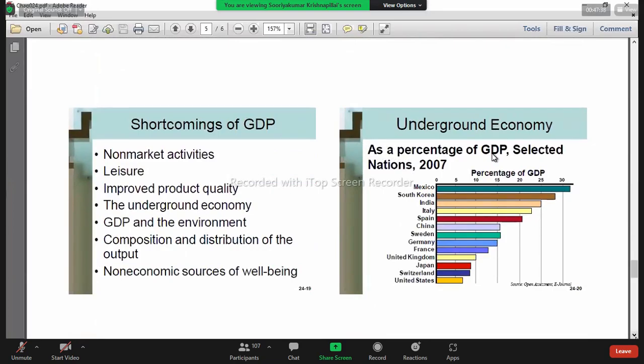So we calculate GDP to measure the well-being of citizens, human well-being. But there are some shortcomings of GDP. First, non-market activities. At home, you are producing many things. You cook and you do several jobs at home. But that we don't include in the GDP.